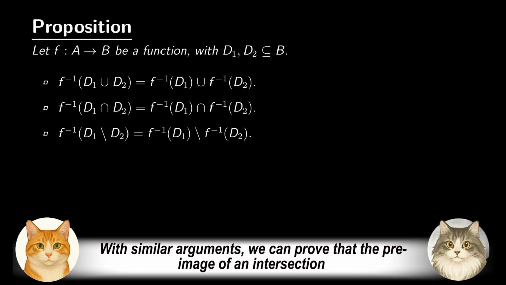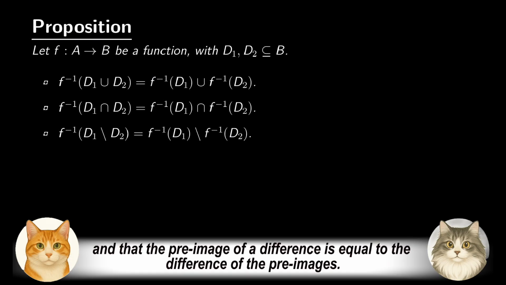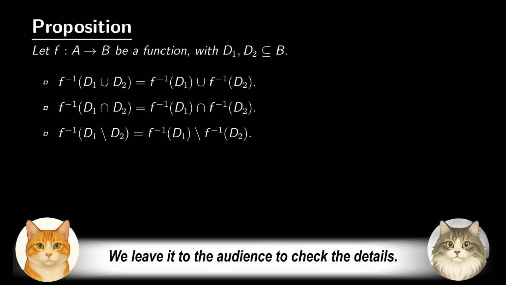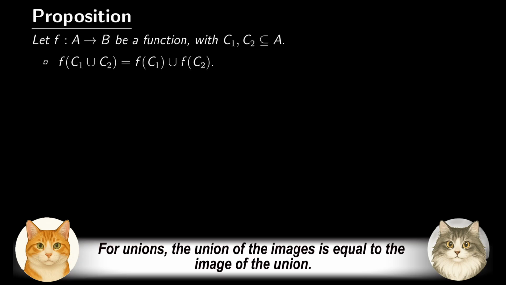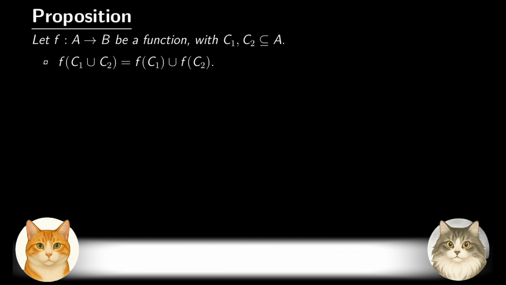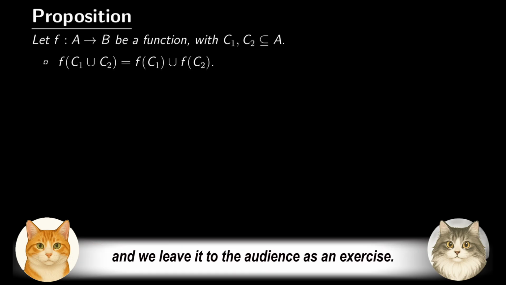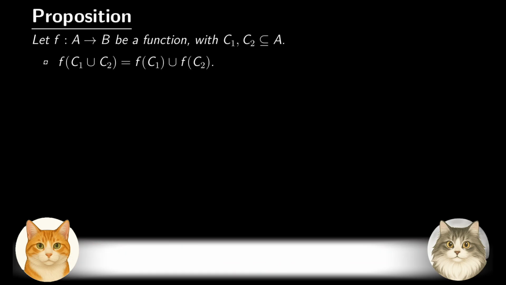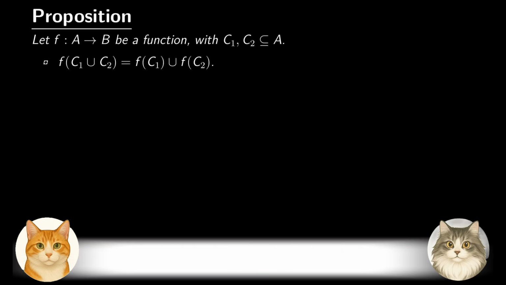With similar arguments, we can prove that the preimage of an intersection is equal to the intersection of the preimages, and that the preimage of a difference is equal to the difference of the preimages. We leave it to the audience to check the details. Now let us consider the analogues for images. For unions, the union of the images is equal to the image of the union. This follows by a similar argument as in the case of preimages, and we leave it to the audience as an exercise. Things become more tricky for intersections and set differences.